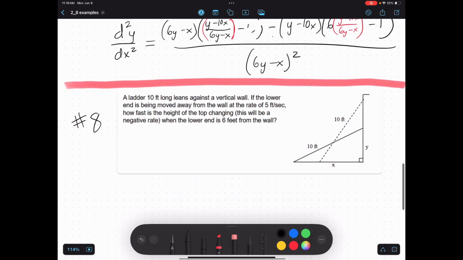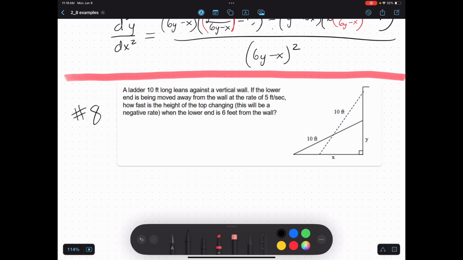So this deals with a ladder leaning against a vertical wall, but that lower end is being moved away from the wall. I don't know if it's slipping or what. It's moving at a rate of 5 feet per second. And this question is asking, if this is moving this way, how fast is the top of the ladder moving down the wall? Well, why is this implicit differentiation? Because this is a great example of related rates. Everything is changing in terms of time. The ladder is moving over time, and so each of these distances is changing as time passes. It all depends on time.